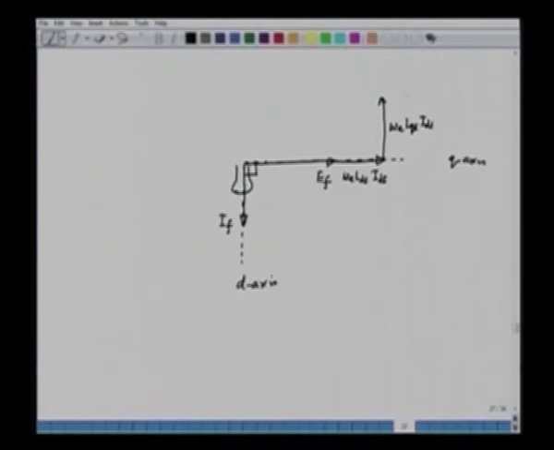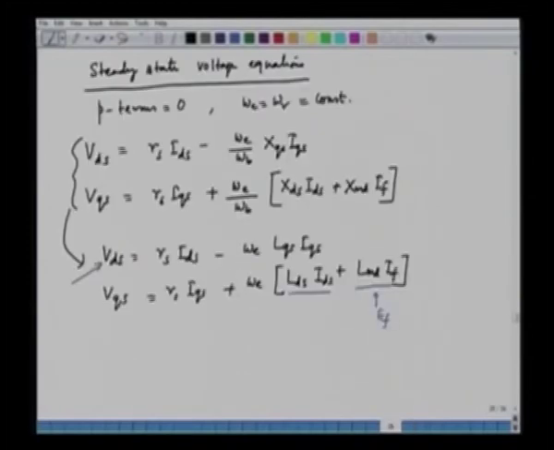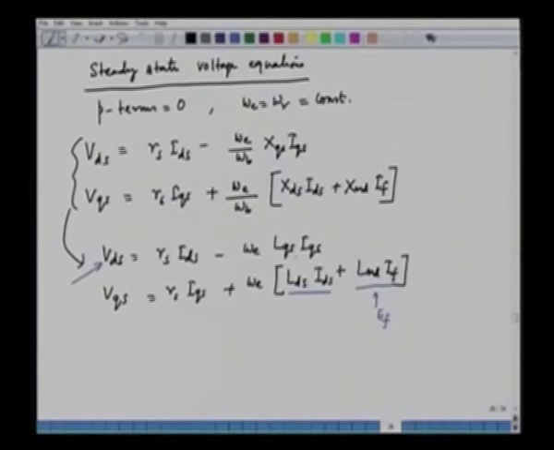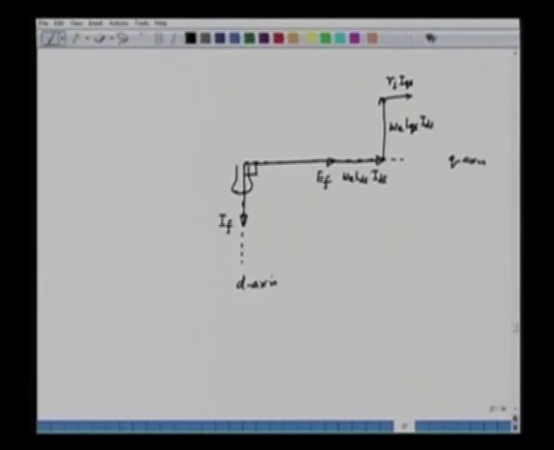And here we can add the resistance drop. The resistance drop in the q axis is RS into IQS, and then we have the resistance drop in the d axis, which is RS into IDS. Then we can complete the phasor diagram by drawing the voltage, the applied voltage that we can call VDQS. And what about the current?